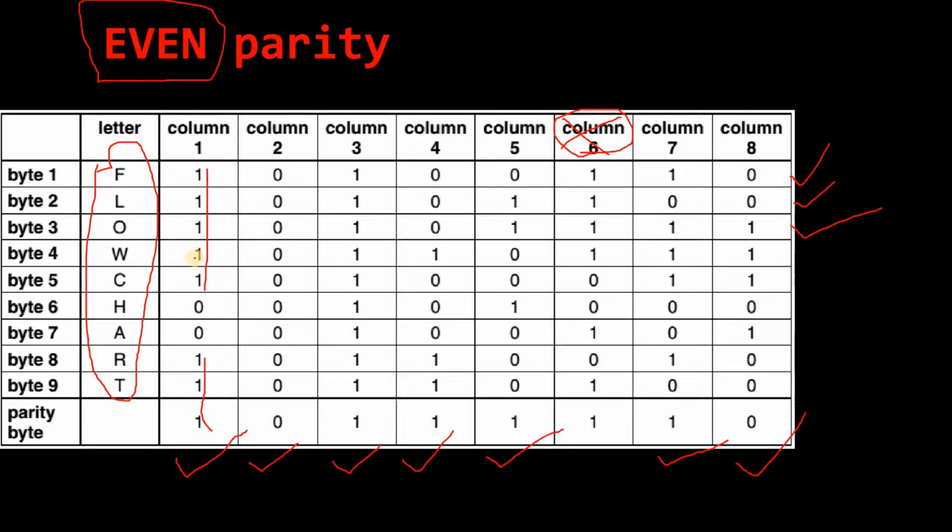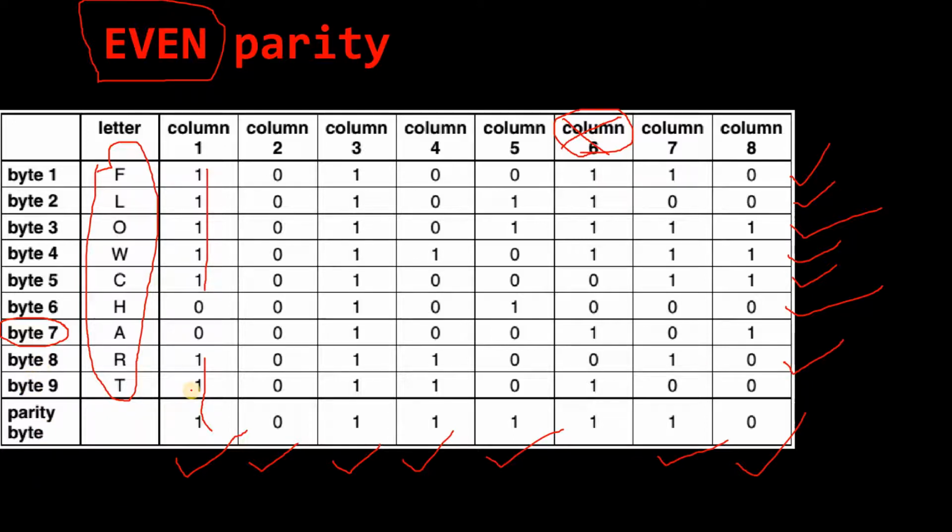Byte 4, 1, 2, 3, 4, 5, 6 transmitted correctly. Byte 5, 1, 2, 3, 4 transmitted correctly. Byte 6, 1, 2 transmitted correctly. 2 is even, right? Yes. Byte 7, right? 1, 2, 3. So byte 7 got incorrect transmission. 3 is not even, right? It is odd. Then let's check byte 8. 1, 2, 3, 4 transmitted correctly.